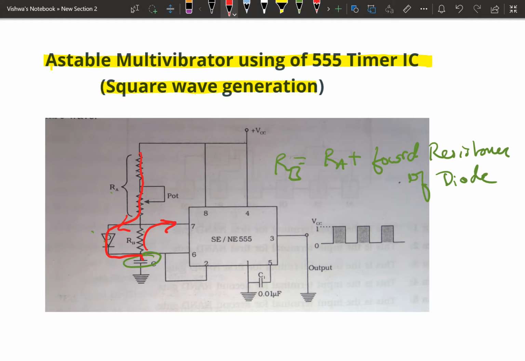Now with this it will be complete. In the next video we are going to study amplifiers, operational amplifiers.